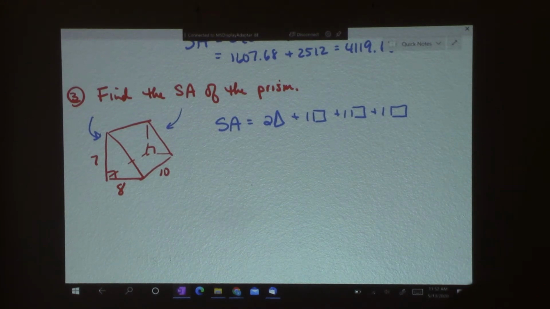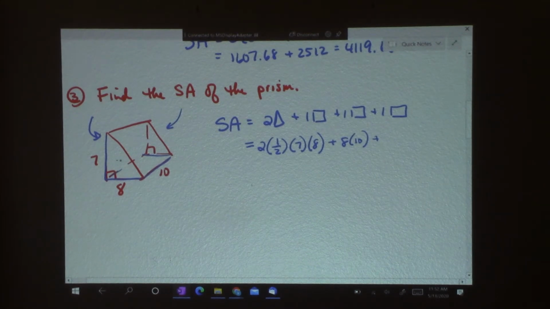Okay, so to find my surface area, I'm going to have 2 triangles. So that's going to be 2 times 1/2 base times height. So here's my base and height of the triangle. So I'm going to have 2 times 7 times 8. All right. And then one of my rectangles is going to go back like this on the bottom. See that? So that would be 8 times 10. That's one of them.